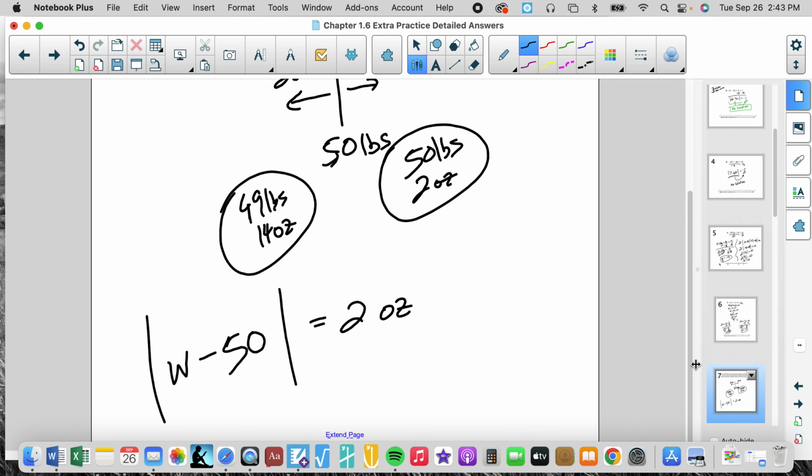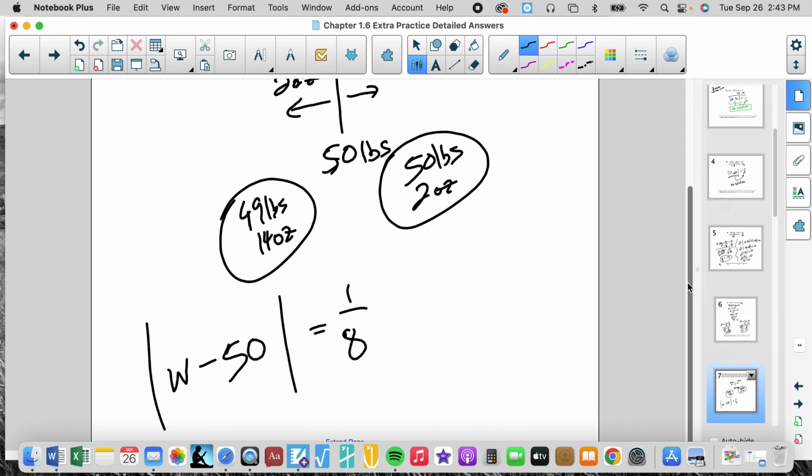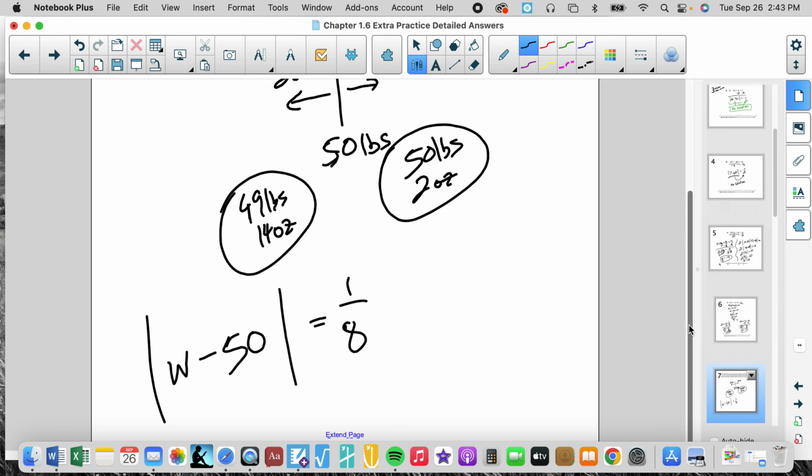Now, W is in pounds, this is in ounces, so I might even make this into pounds. So 2 ounces is 2/16 of a pound, which would be reduced to 1/8 of a pound. I'd probably do that because W is in pounds, so this needs to be equal to pounds. If I had done 2, that would represent 2 pounds, and we don't have 2 pounds, it's 2 ounces. So you could have, I guess, but this is the best one.